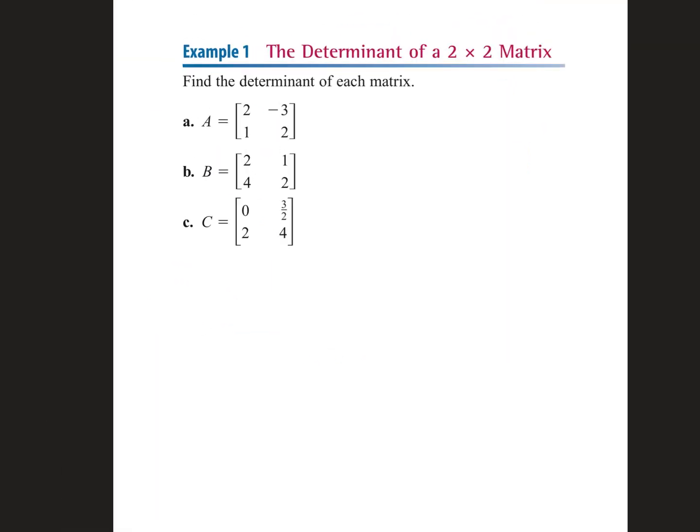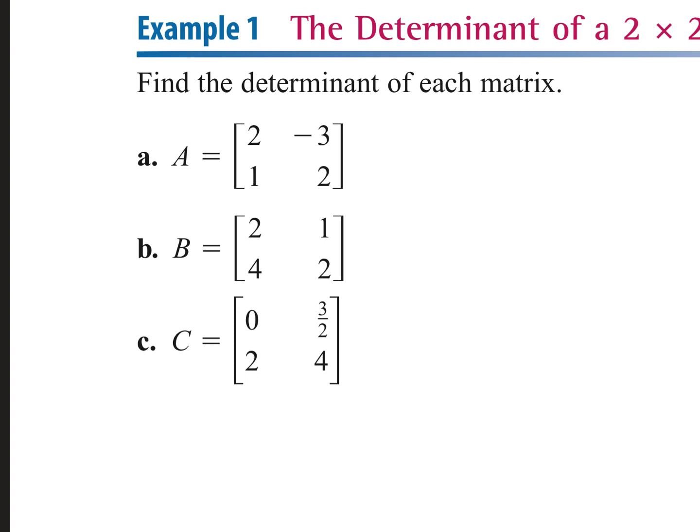Let's do a couple of examples. This is a 2 by 2, so this is real simple. You're going to take, I called this yesterday, the major, top left, bottom right. We're going to multiply those two together. So take your time, write it out. 2 times 2. Remember, this is a minus, and then I have 1 times negative 3.